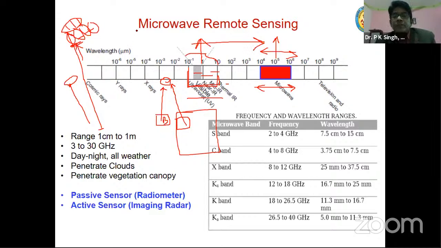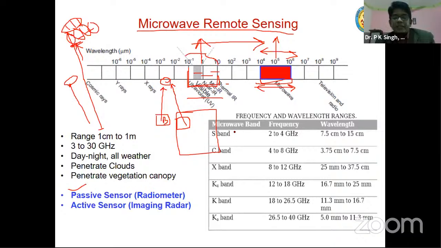So, what is microwave remote sensing? If you are using the waves of this range, then it is microwave remote sensing. Otherwise, in common practice we generally use multispectral data. Then passive sensors, their radiometers simply record the energy coming from that object, that part of the Earth's surface. In active sensors, like imaging radar, it sends its own energy, which comes back and is recorded.